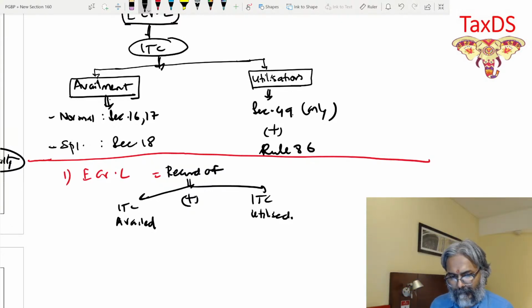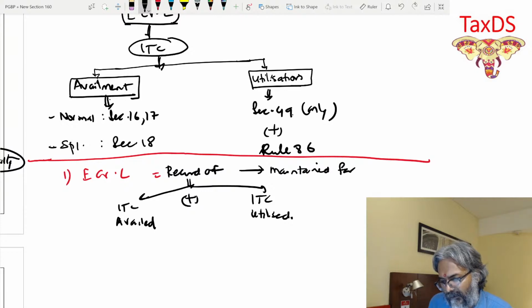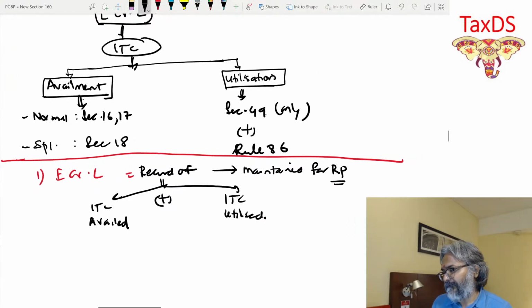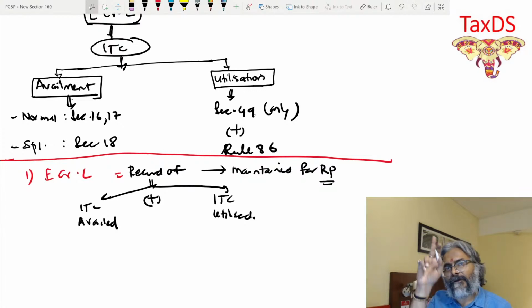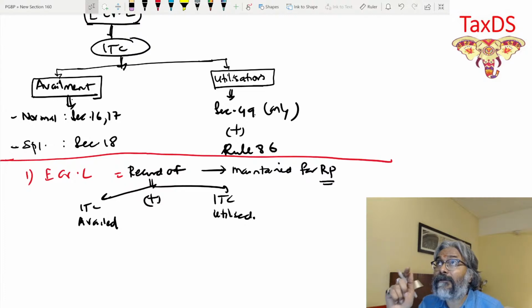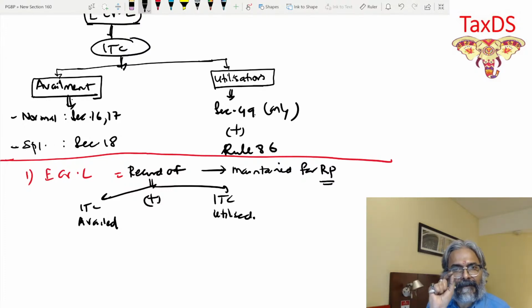Now, this record is maintained, and be careful, this is a very important point I am writing. It is maintained for whom? For the registered person only. Please recall, in the context of the electronic liability ledger, they used the term taxable person. In the ELL they use the term taxable person, whereas over here they use the term registered person.